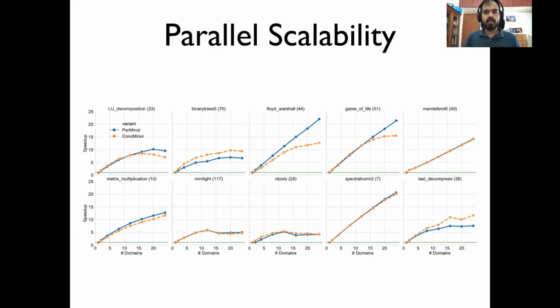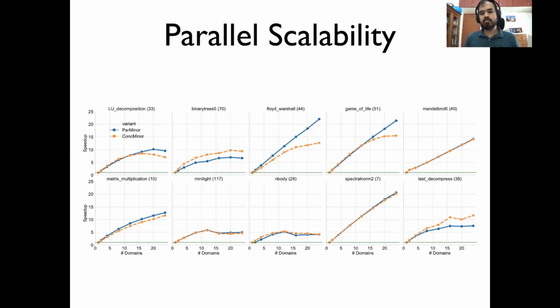Next, we look at parallel scalability. The graphs here show the scalability, the speed up of each of the benchmarks with respect to a sequential baseline. Overall, we see that the two variants perform similarly, except a few notable differences.